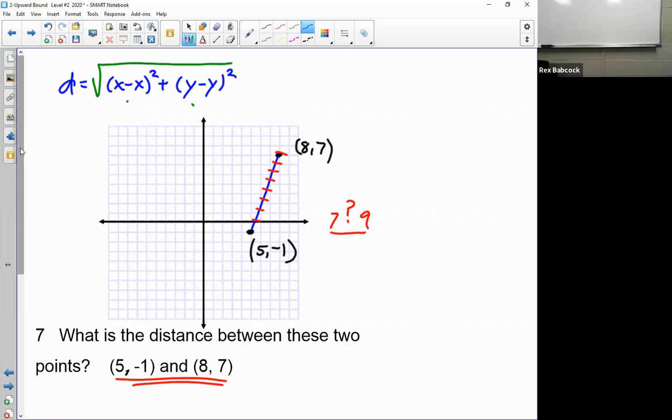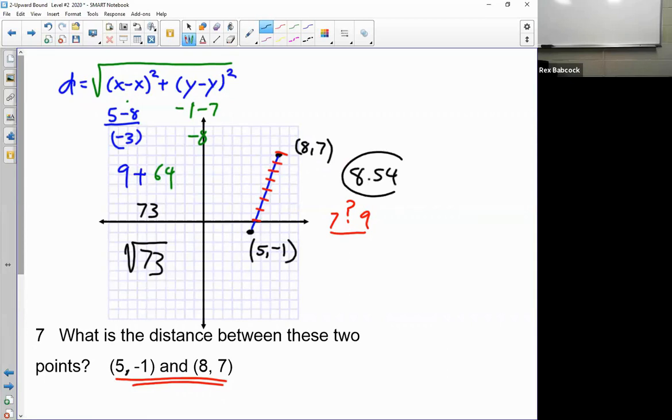Okay, x minus x. 5 minus 8 is negative 3. Squared is 9. Plus y minus y. Minus 1 minus 7 is negative 8. Negative 8 squared is 64. I add those two together and that gives me 73. I want to take the square root of 73 and see if that makes sense. Square root of 73 is the exact answer, and the approximate answer is around 8.54.